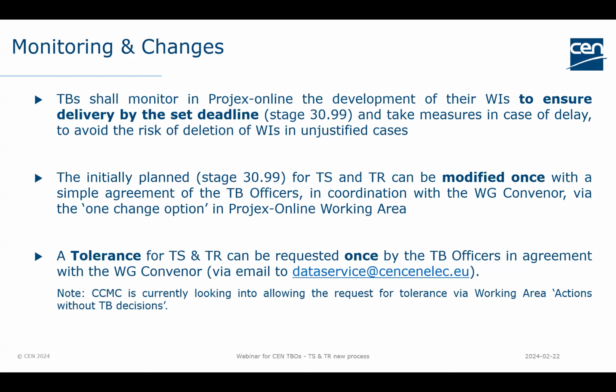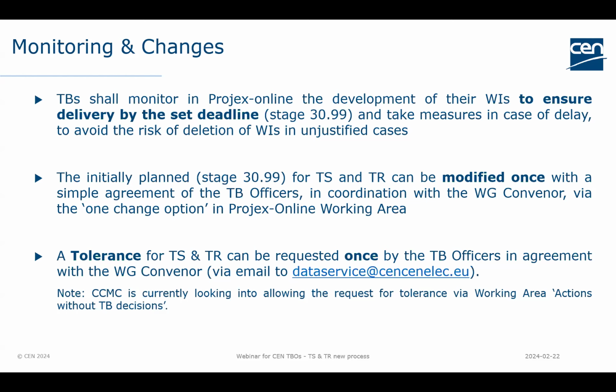Another element, which was not the case for TSs and TRs, is that now the initially planned date, the one that you have filled in the new work item form when creating the new work item for TS and TR, can be modified once with a simple agreement of the technical body officers in coordination, of course, with the working group convener via the one change option in projects online working area, which I will show you after. And then, of course, a tolerance can be requested for TS and TR, a tolerance of 9 months. So again, in agreement with the working group convener.